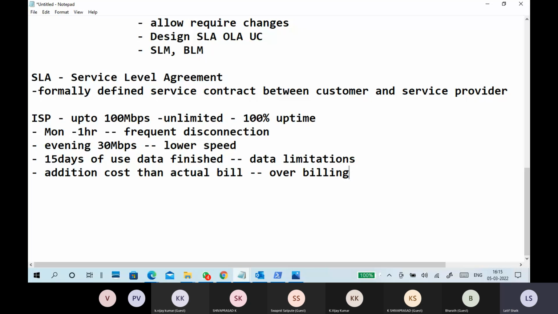Check it once. Whatever it is, that's the customer. We are promising to provide a particular service to the customer, and we are violating it. So we should not violate the SLA. That is very important. Monitor the service level agreement, and make sure that you are always providing the service to the customer.